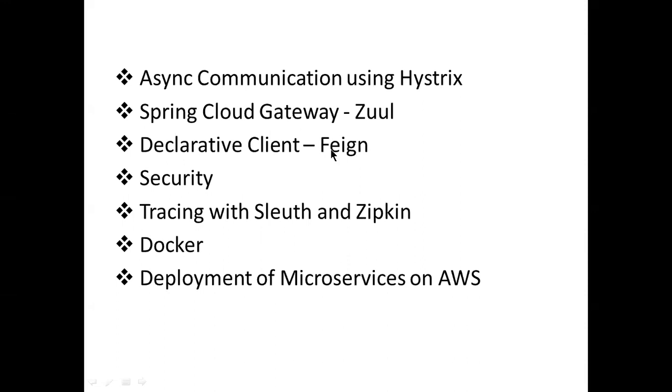Then how we can make a call from one microservice to another microservice by creating Feign clients. I will tell you at that time the difference between using a REST template and creating Feign clients. Then I'll talk about how you can provide security for your microservices. Again, here we are going to repeat the concept of OAuth 2, securing the microservices.